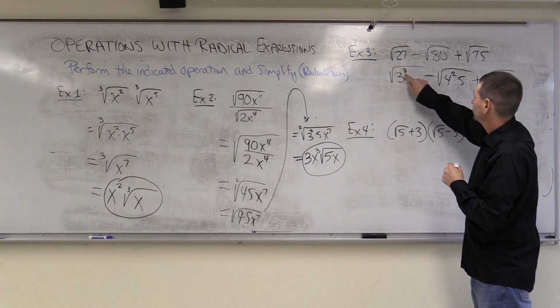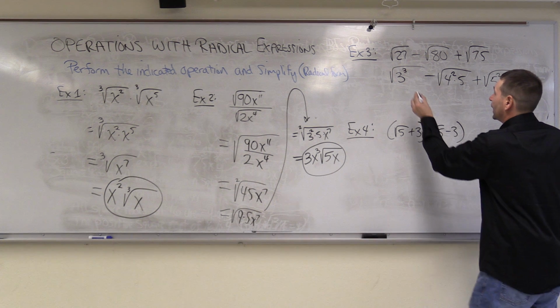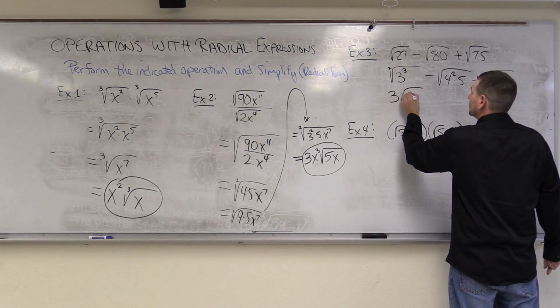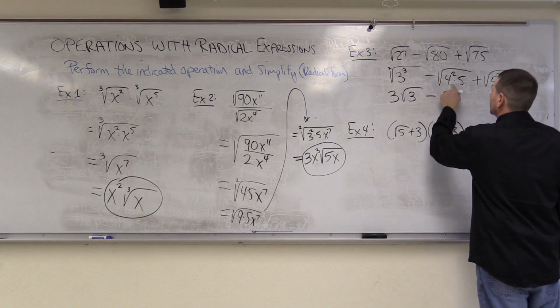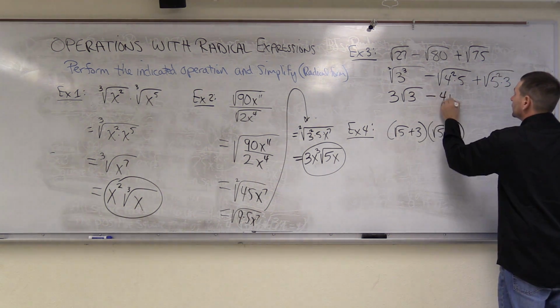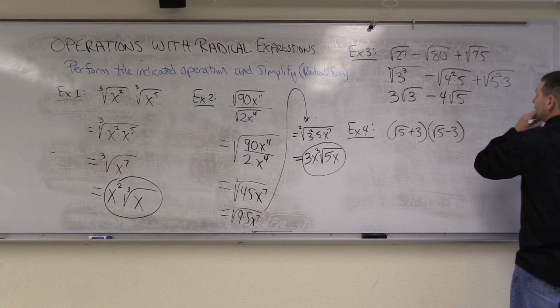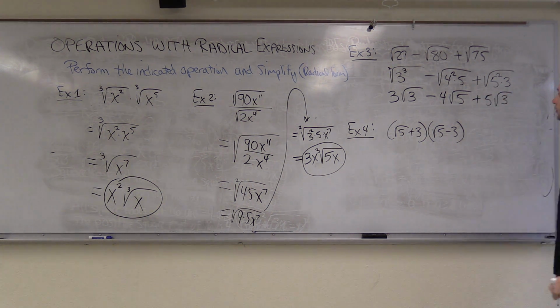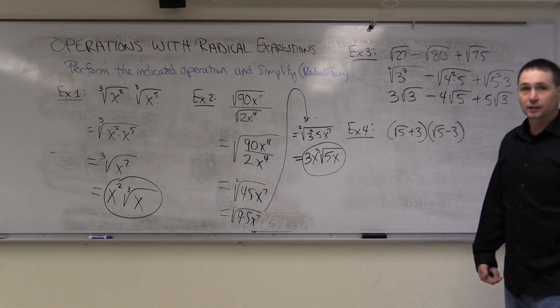I could also write this as 3 squared times 3, but I know my index goes into that, so I'm going to take a 3 out, and 1 still stays inside. This one I'm going to take a 4 out, and I still have a 5 inside. Then this one, take a 5 out, and I still have a 3 inside. But now I'm asking you to simplify this.